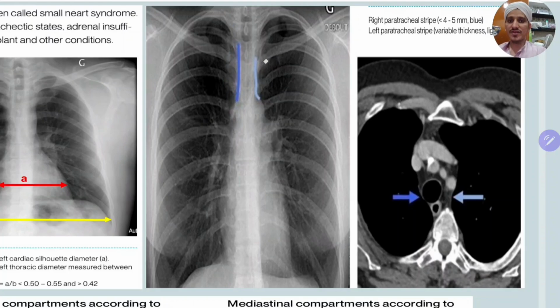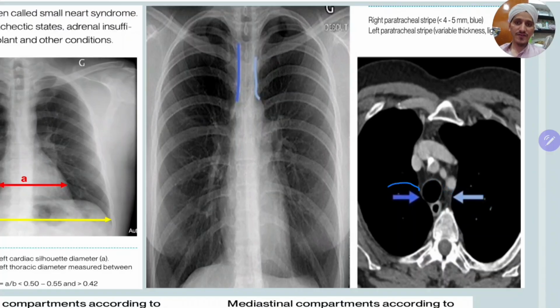Okay, and this is the left tracheal stripe. And I said aortopulmonary window. So see, this is the aorta, and this is the pulmonary artery, and this is the aortopulmonary window. If something is filling this point also, then it can be any mass or nodal enlargement. That's the importance. Same thing you can see in the CT scan.